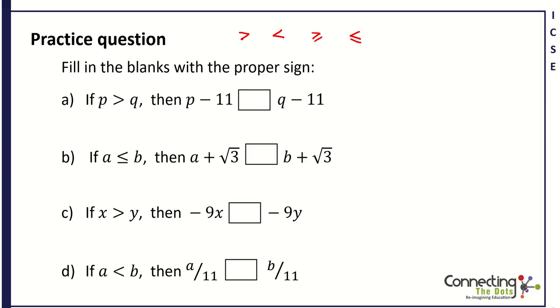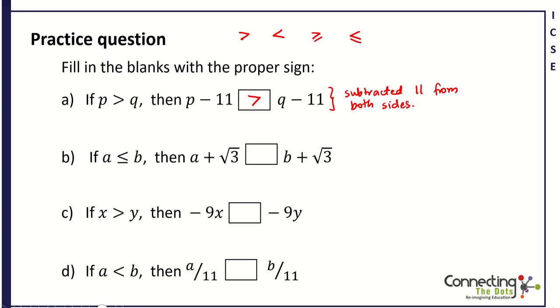Now look at the first one. P is greater than Q. P and Q are real numbers. And what has happened here? We have subtracted negative 11 from both sides of the inequation. So the inequation should not change sign. It should remain greater than, because we have subtracted. So the inequation does not change sign when the same number is subtracted from both sides.